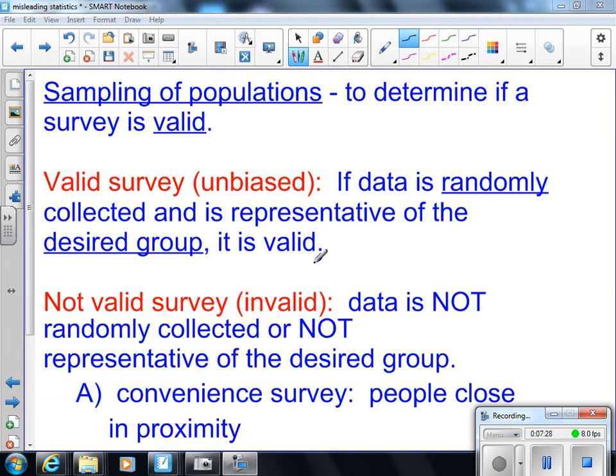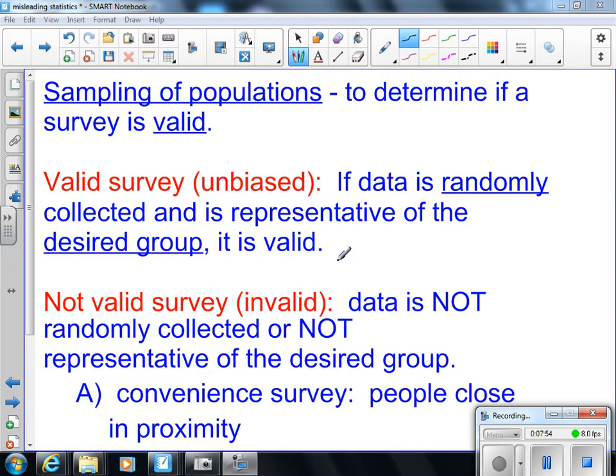If the data is randomly collected and it represents most all of the desired group, then we can say it is valid. Now, if I say I'm unbiased towards my classroom, that means I usually try to call on boys and girls, and it doesn't matter where you're sitting. I usually try to call on you fairly. Okay, so that's kind of something that you can think about when you're talking about a valid survey.